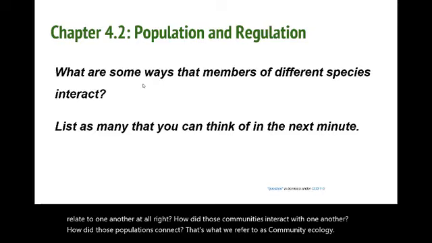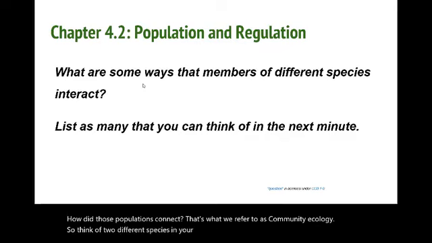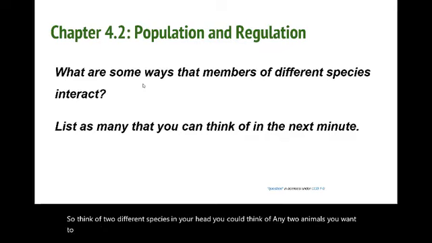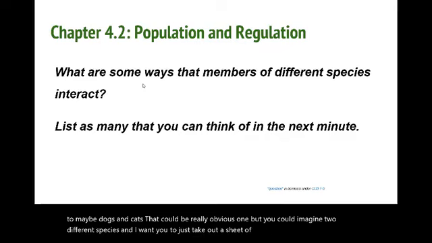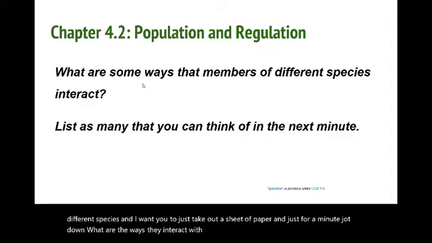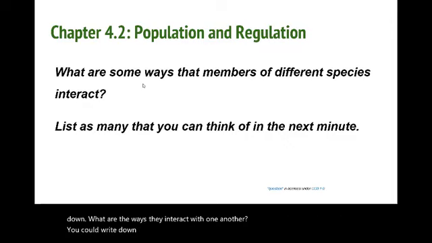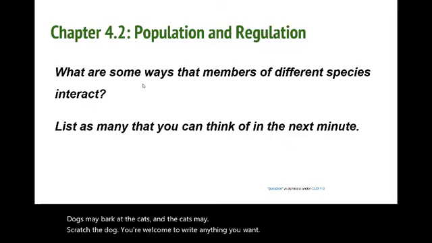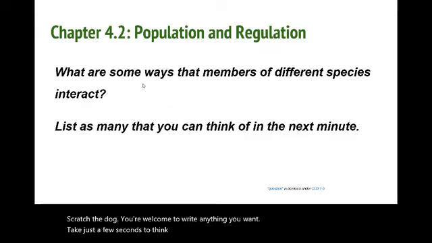So think of two different species in your head. You could think of any two animals you want to, maybe dogs and cats. That could be a really obvious one, but you could imagine two different species. And I want you to just take out a sheet of paper and just for a minute, jot down what are the ways they interact with one another. You could write down something as simple as dogs may bark at the cats and the cats may scratch the dog. You're welcome to write anything you'd want. Take just a few seconds to think about how do different species interact with one another.